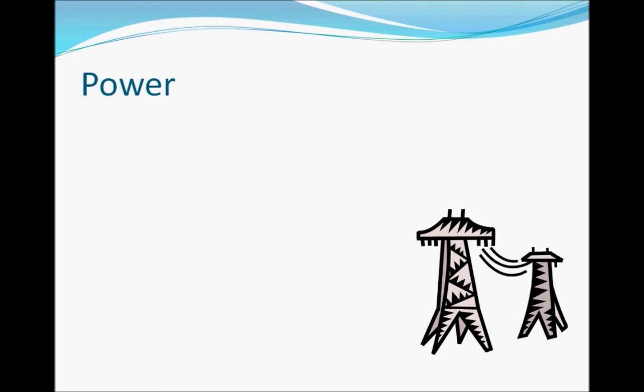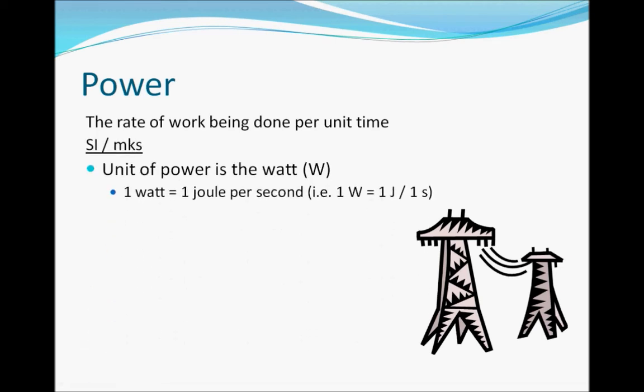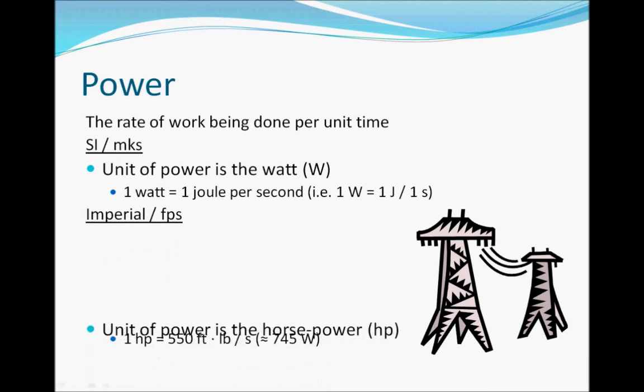Now, power is just the rate of work being done. So all we need to do is take a unit used for work and divide it by the unit for time. So in SI, the unit is called the watt, and a watt is a joule per second. So 1 watt is equal to 1 joule divided by 1 second. In the imperial system, the usual unit is horsepower.